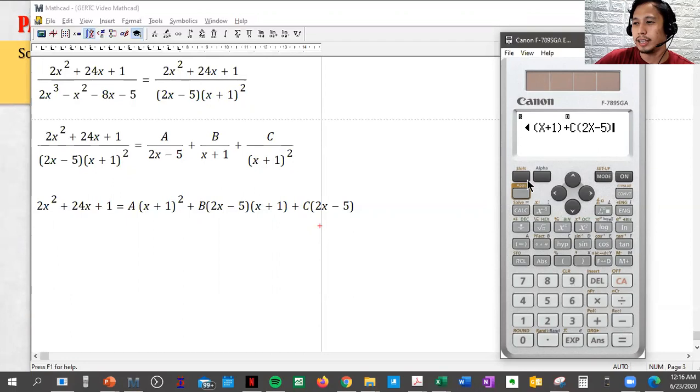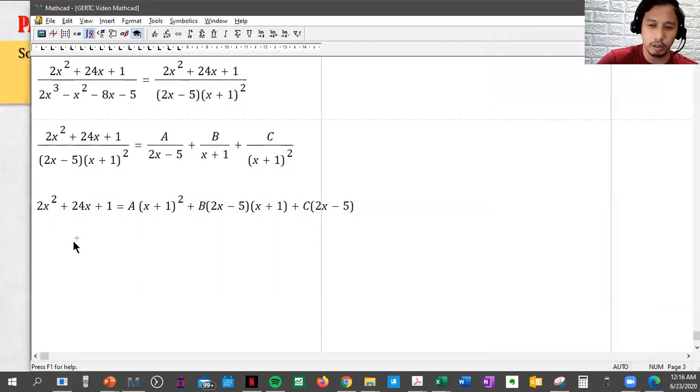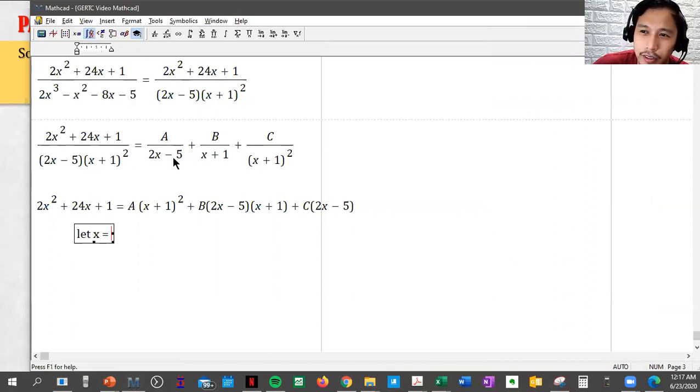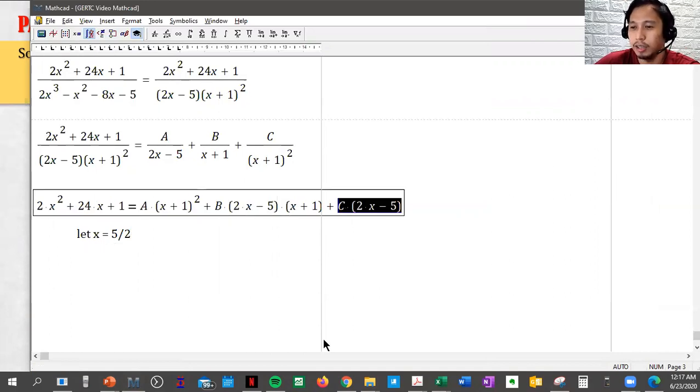What we will solve first is A. To solve for A, let x be equal to what? It should be 5 halves. The root of that is 5 halves. So we've got to make x equal to 5 halves so that this will cancel.